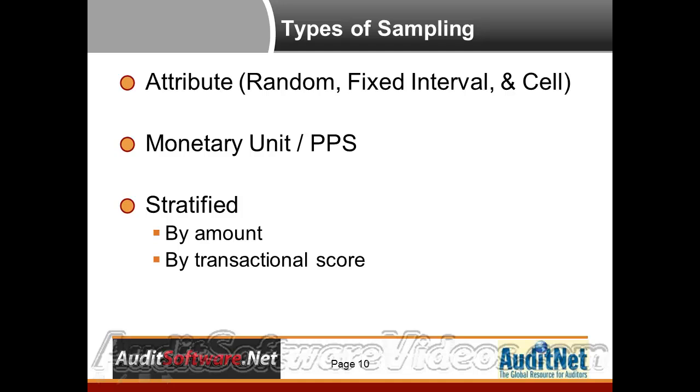Stratified sampling is going to be by amount or by transactional score, and I kind of threw that in there. Most people just do it by amount, maybe by department type, by employee type, but I threw in the transactional scoring part because I think it's useful to start risk scoring your transactions and then looking at it from that perspective.